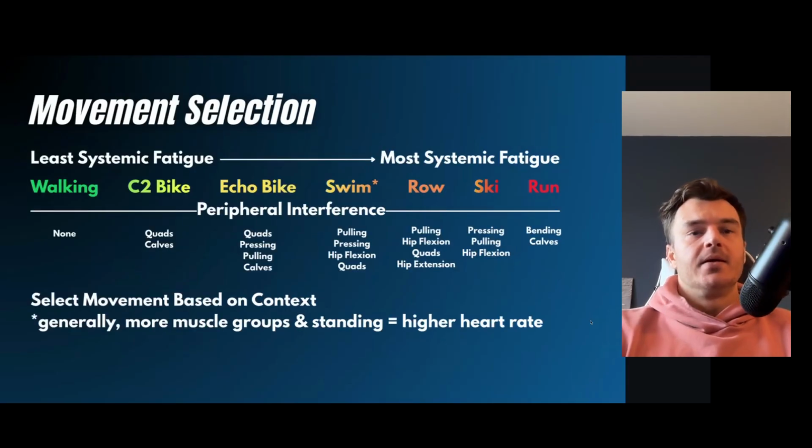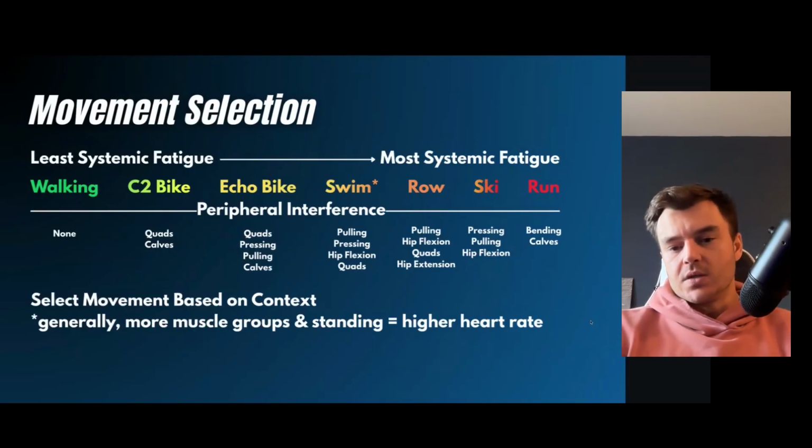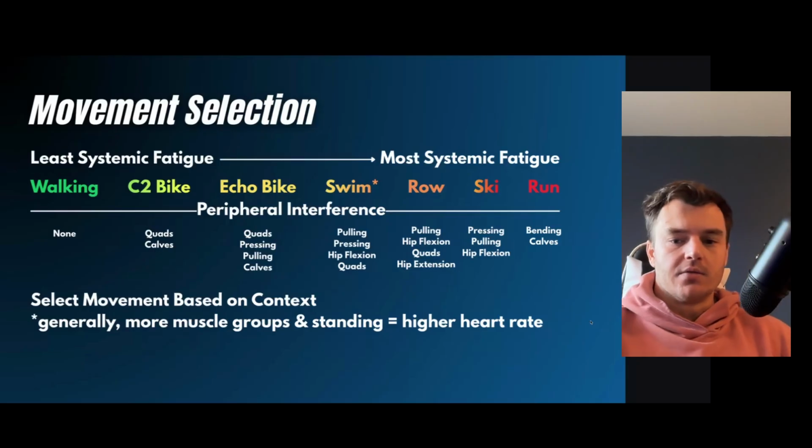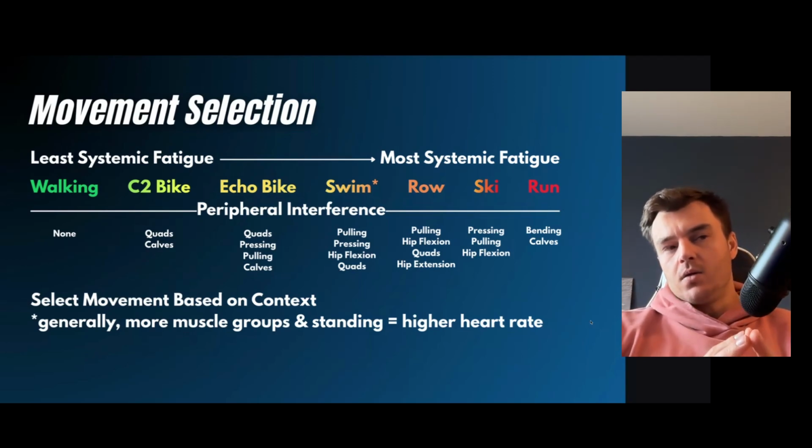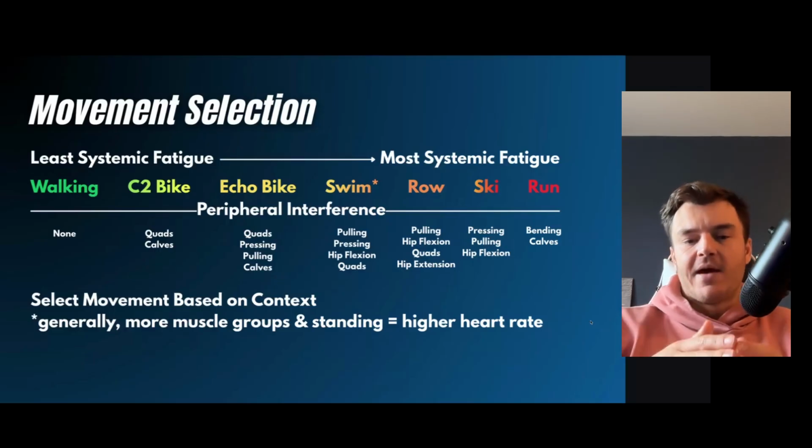And so before we do that, movement selection is something that we should go over, because there's a bunch of different modalities that we can use to train energy systems. They are almost always cyclical in nature and have relatively low technical and efficiency standards that you need to hit, which means a lot of people can do them, and there is a really big spectrum of how fast you can go, right?